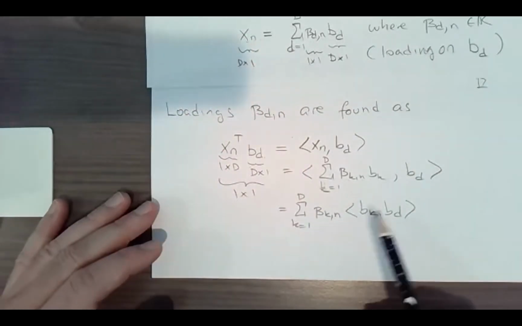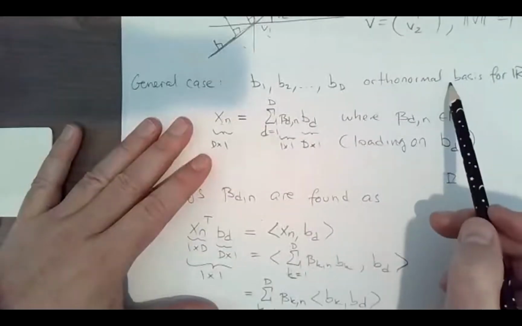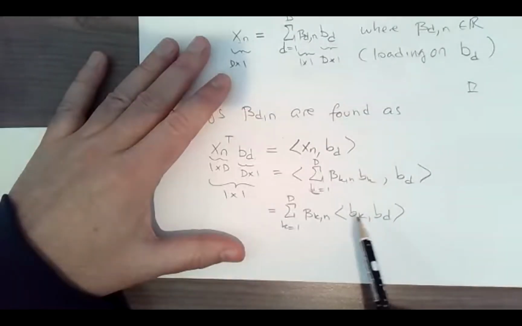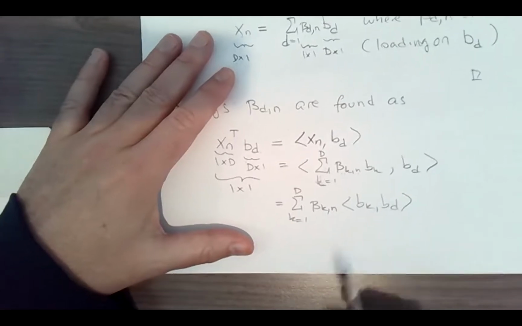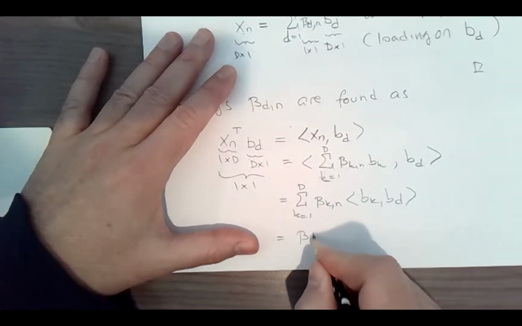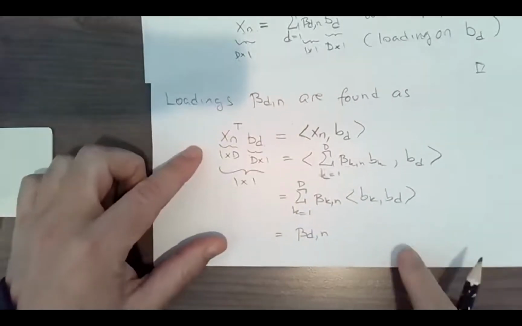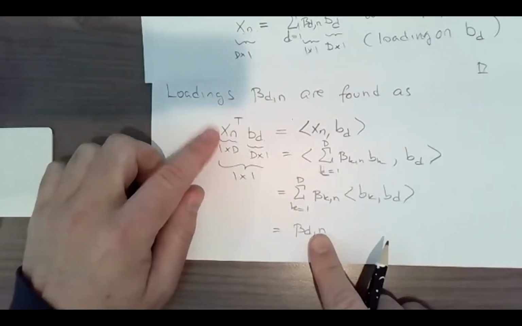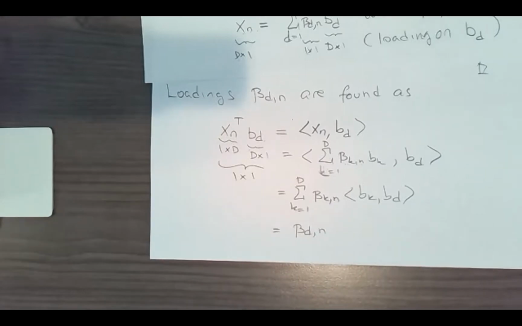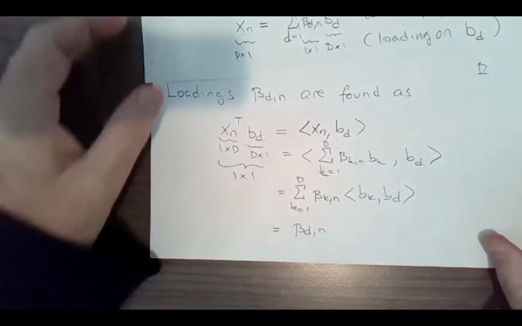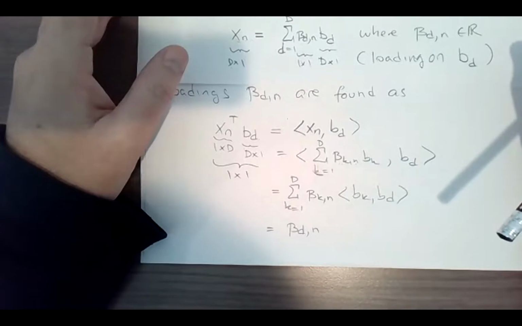Well, I know exactly what this is. They are orthonormal, so these things will be equal to 0 except when k is equal to d, and they'll be equal to 1 exactly when k is equal to d. So overall, this becomes beta dn. Another way to express these coefficients is exactly as what we have up there. We good so far?